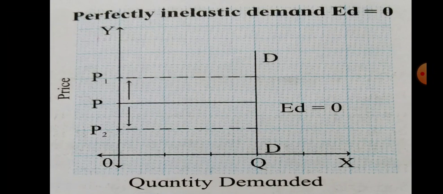Now let us see the second type of price elasticity of demand, that is perfectly inelastic demand. Look at the diagram. On the y-axis we measure price and on the x-axis we measure quantity demanded. At price OP, quantity demanded remains constant, that is DD. When price rises from OP to OP1, quantity demanded again remains constant. When price falls from OP to OP2, quantity demanded remains constant. So here the numeric coefficient in this type is ED is equal to 0. And what about the shape of the demand curve? The shape of the demand curve is vertical and parallel to the y-axis.